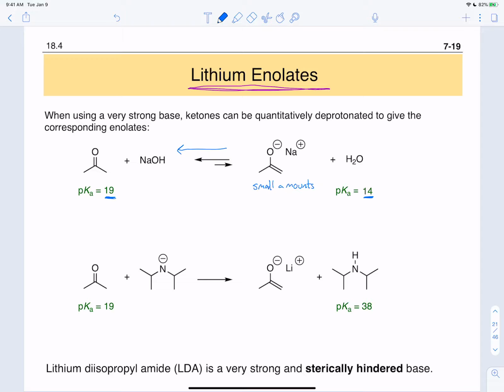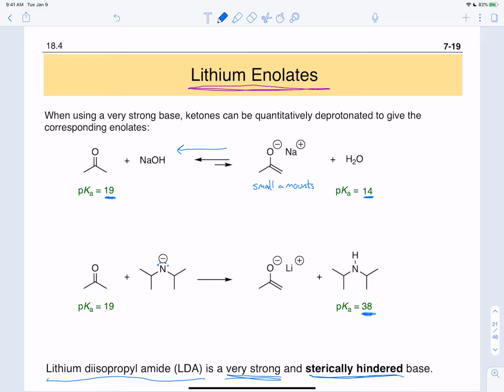Now we're going to use a new molecule. It is called LDA, lithium diisopropylamide. It is very strong and it's very sterically hindered. We already know that sodium amide is an extremely strong base. We always say the pKa of ammonia is 38. Lithium diisopropylamide has a pKa of 38, so it is even more basic than sodium amide.